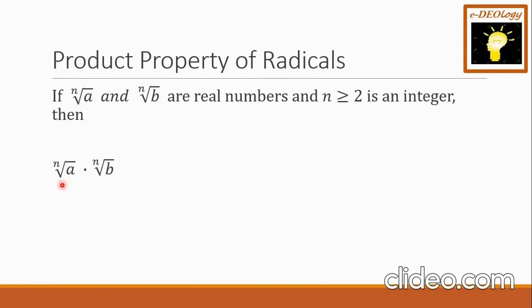Then, if we multiply the nth root of a by the nth root of b, the answer will be the radical with the same n index with the product of a and b. So you see here, the answer is the nth root of ab. This equation here is what we call the product property of radicals. Let us apply that principle for some examples.